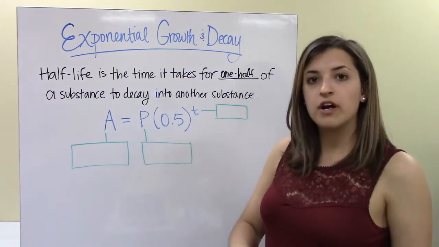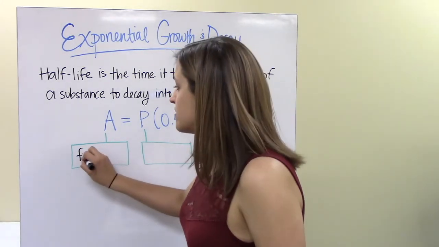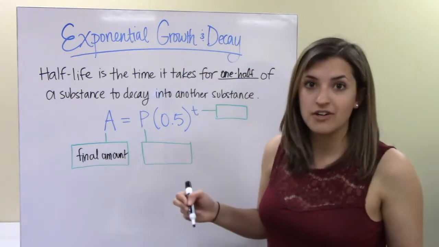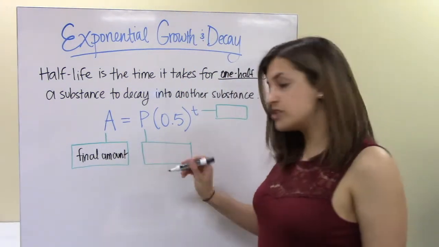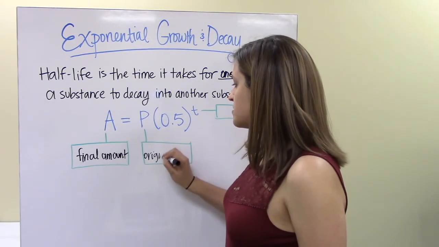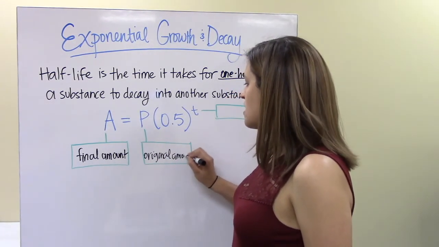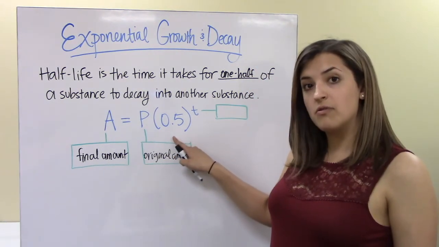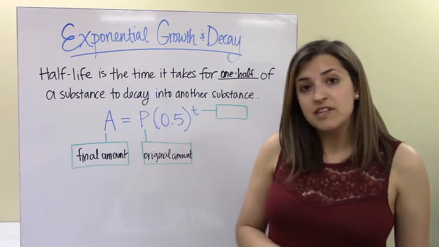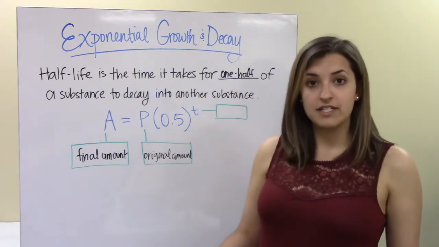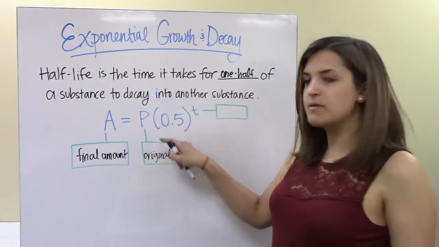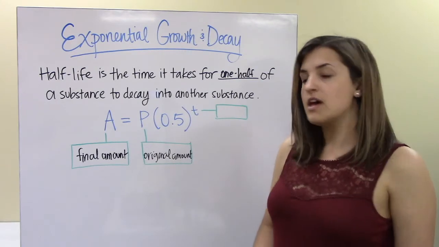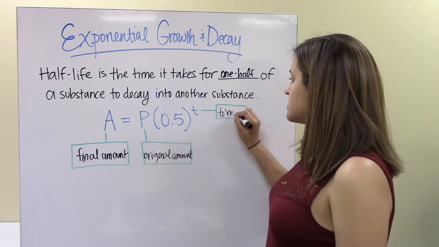A, just like before with our Y, is going to represent our final amount of whatever substance we started with. P is going to be the original amount of that substance, just like before. Now the thing that we're missing in here, we used to have a variable in here. Where'd it go? Well, our rate of decay is always 50%. That's why we call it a half-life. So 1 minus 0.5 gives us 0.5. That's where that number comes from. And T, just like before, represents time.